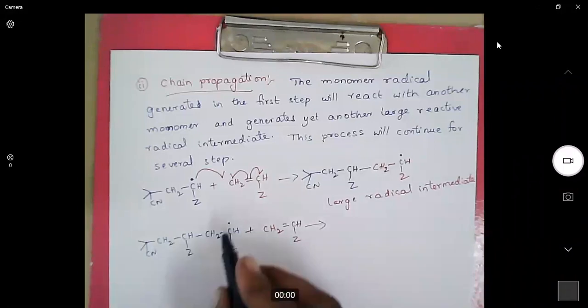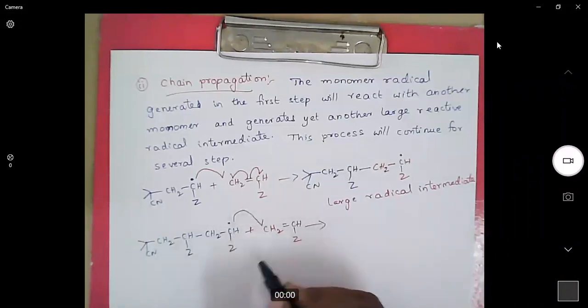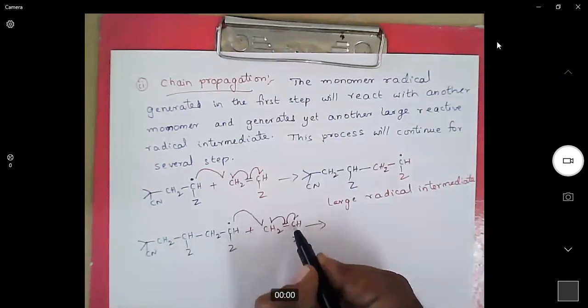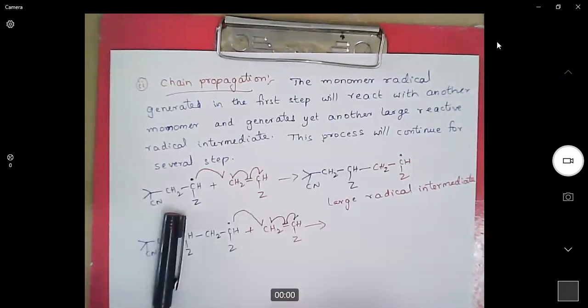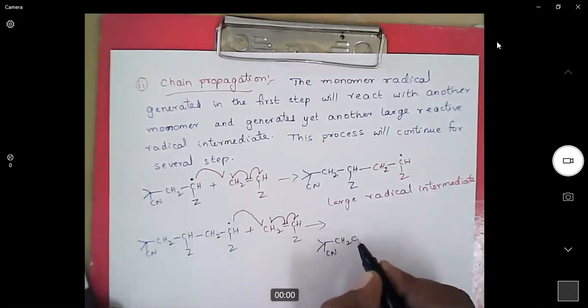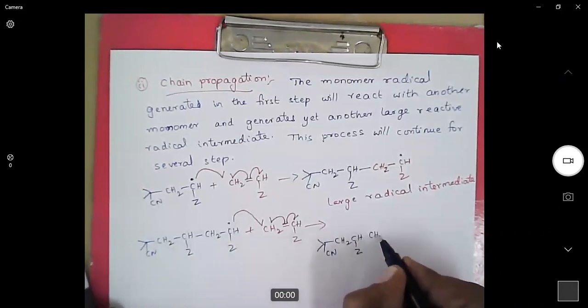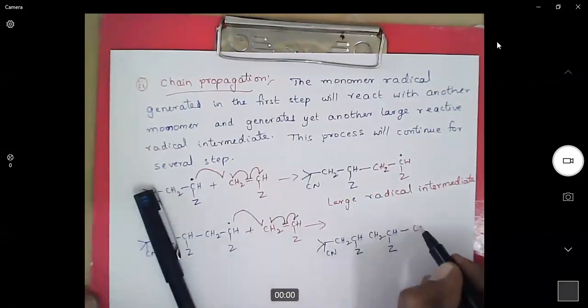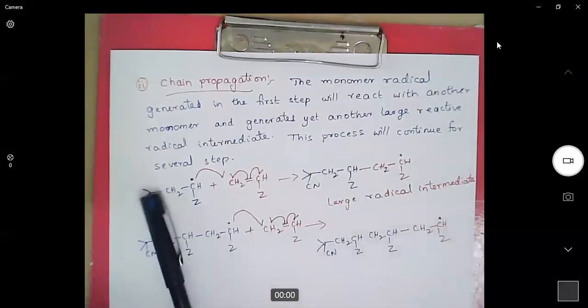So what happens? This radical will form a bond with this carbon. Now out of the two electrons, one electron will move towards CH2, one electron moves towards CH. So this generates one more large radical. These two are the first and second monomers, and now we are adding the third monomer. There is one more radical. Now you write one more step. So this is how it undergoes propagation.